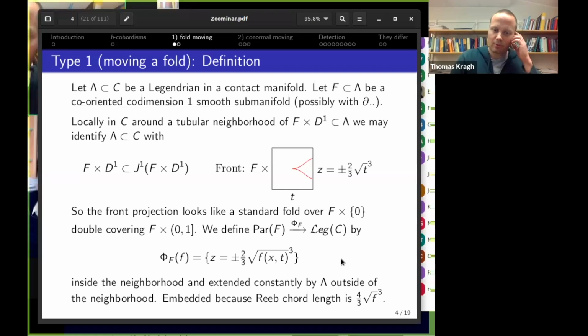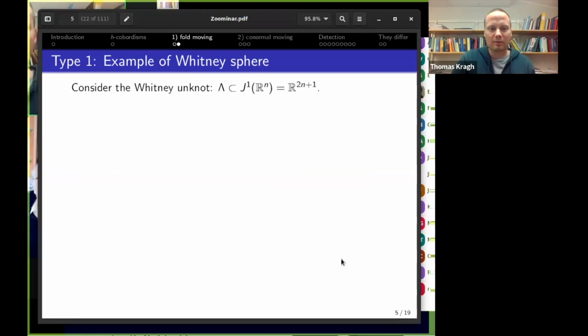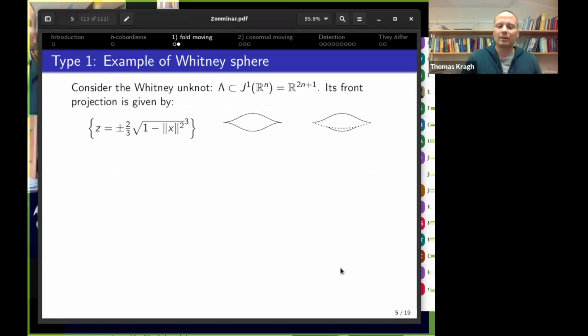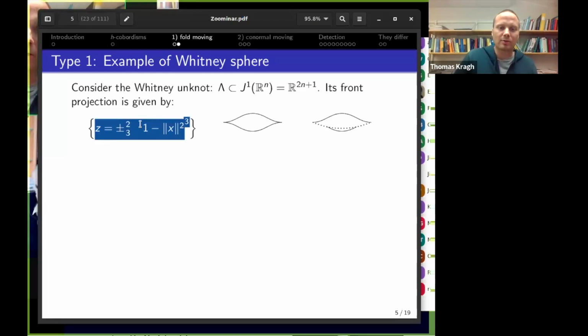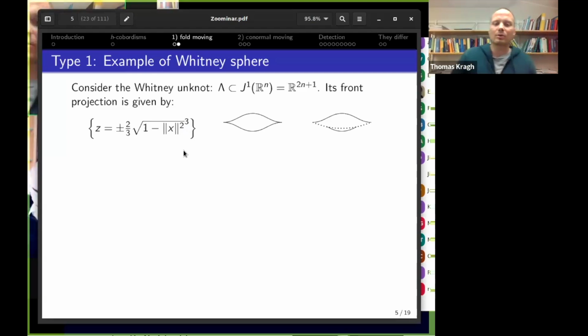Any questions before I go to an example? Then we can maybe ask for questions there. So if you consider the Whitney unknot inside the jet space of Rn, then its front projection is just given by this formula. It's almost a standard fold, except that it meets itself at 0, and this function is not t, it's the radial function that you plug in, or something that depends on the radial function. So this is almost set up directly to use this map. The fold is, of course, out at the boundary S^(n-1). This is the one-dimensional picture. This is the two-dimensional Legendrian.